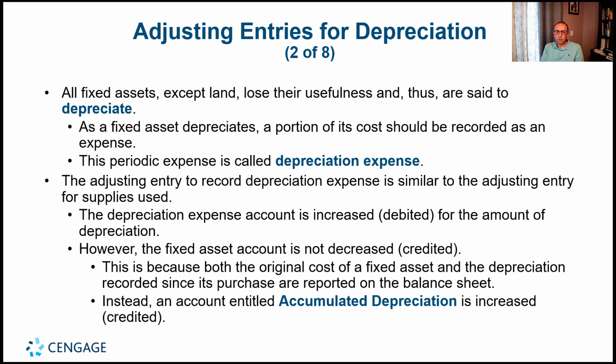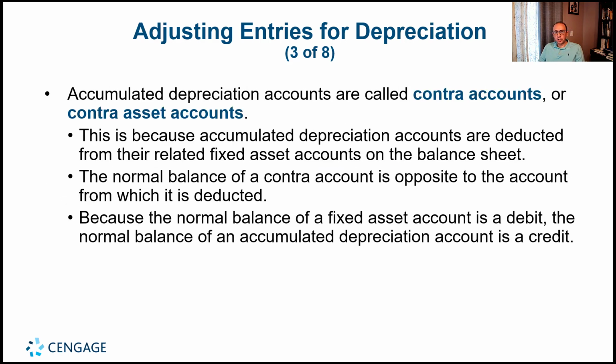We want to keep the original cost. We want to show on the balance sheet how much the value of that asset was at purchase. And then we also show how much has been used out of that fixed asset. So instead, an account called accumulated depreciation is increased, or in other words, credited. So accumulated depreciation is called a contra account. And to be more specific, it's called a contra asset account. Why do we call it contra asset? Because it's opposite in nature.